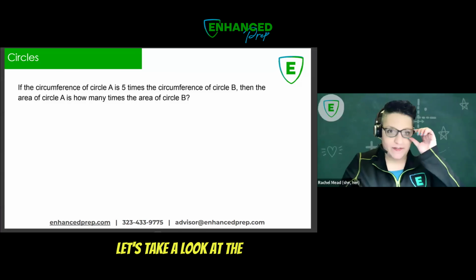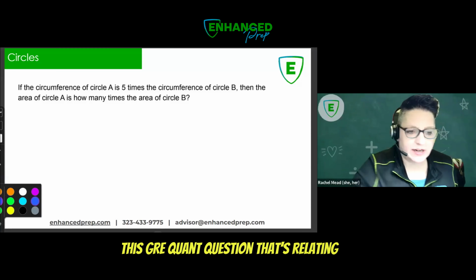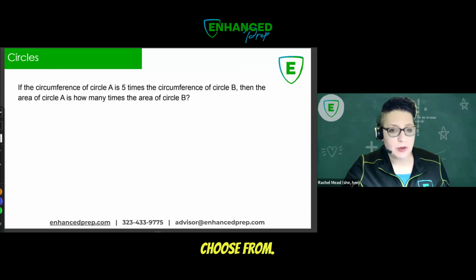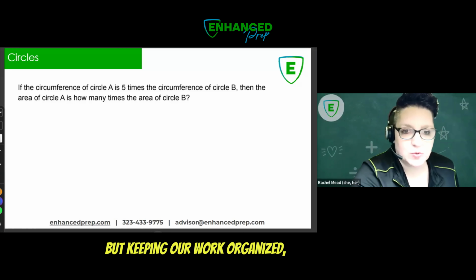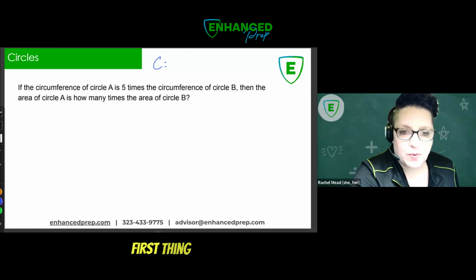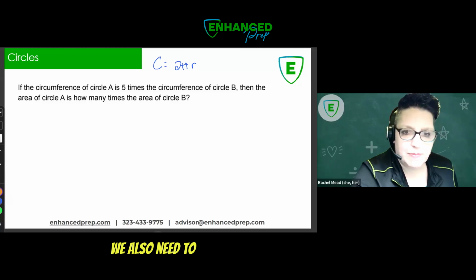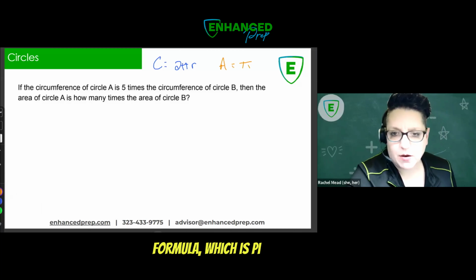Let's take a look at the fastest way to solve this GRE quant question that's relating to circles. Notice we don't have multiple choice answers to choose from. That can make this question slightly more difficult, but keeping our work organized, we're going to be okay. First thing we need is to remember our circumference formula, which is 2 pi r. We also need to remember our area of a circle formula, which is pi r squared.